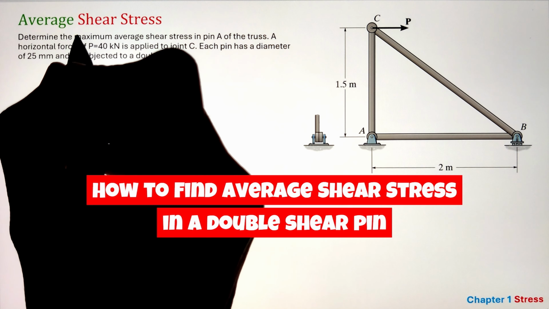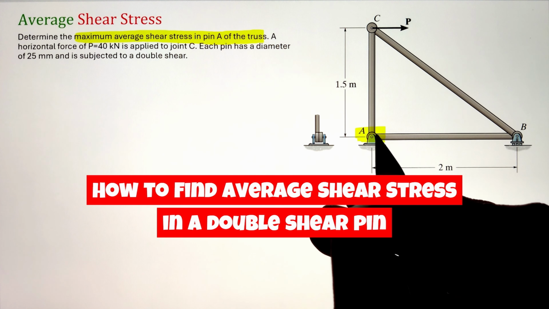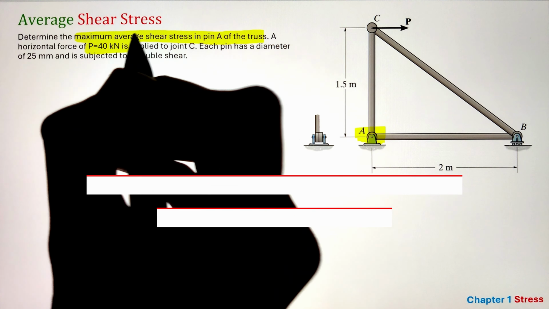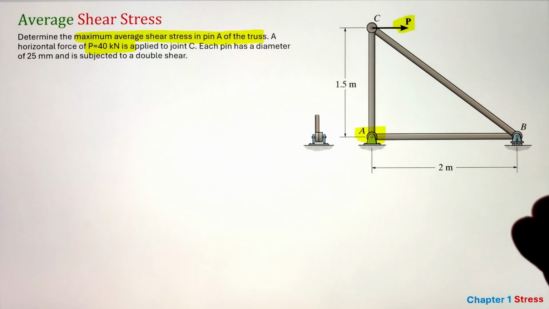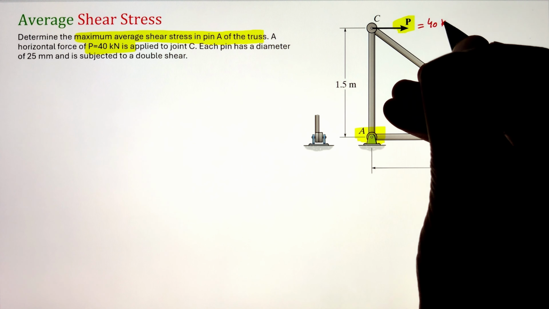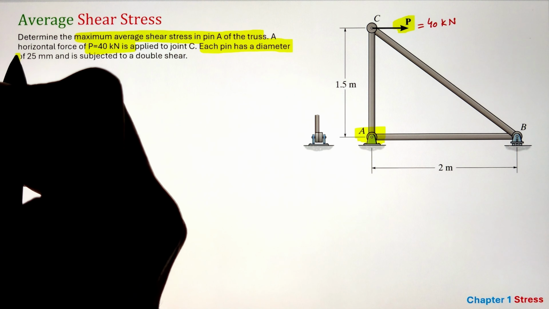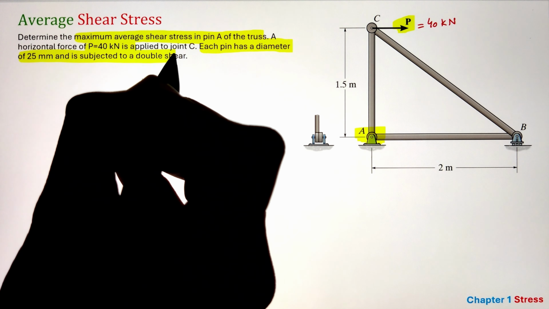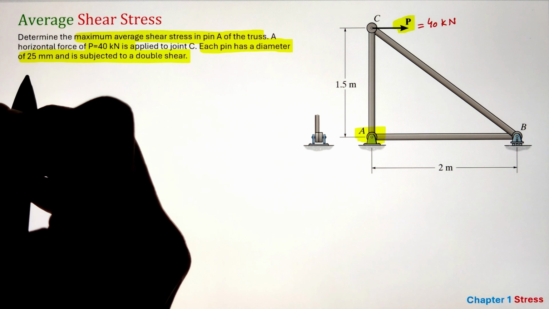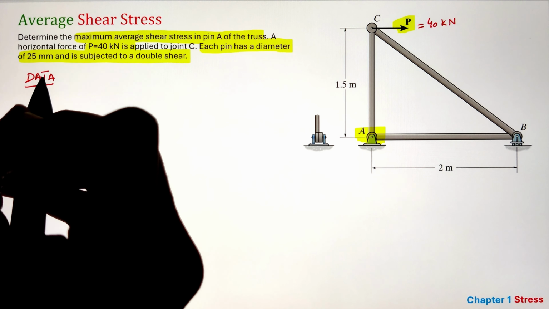In order to determine the maximum average shear stress in pin A of the truss as shown in the figure, when a horizontal force of P equals 40 kilonewtons is applied to joint C going towards the right, whereas the diameter of each pin is 25 millimeters. Moreover, it is subjected to a double shear.